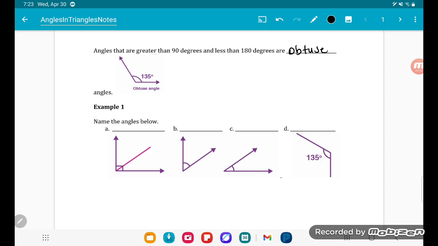Take a moment and I want you to try example 1, and I want you to name the angles for A, B, C, and D.